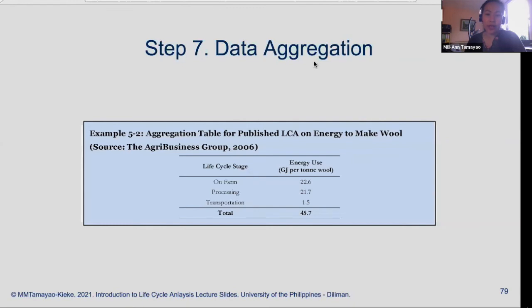Next step is data aggregation. So in the previous step, you already have all your data in terms of the functional unit. Then you can just add up the data in this step, which is data aggregation.